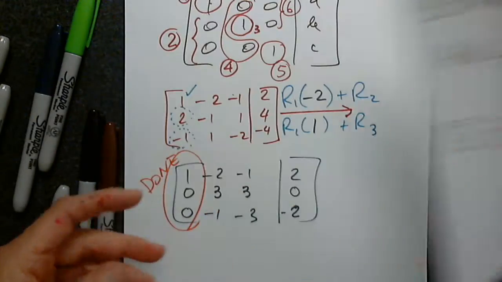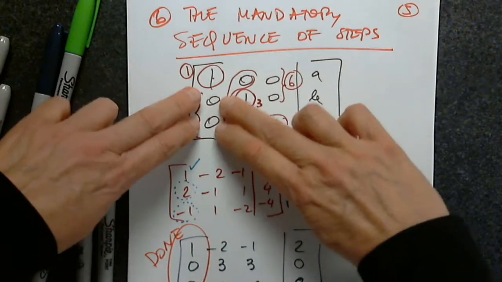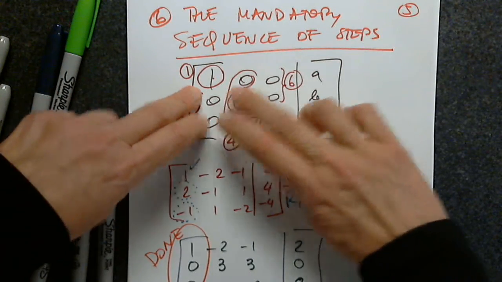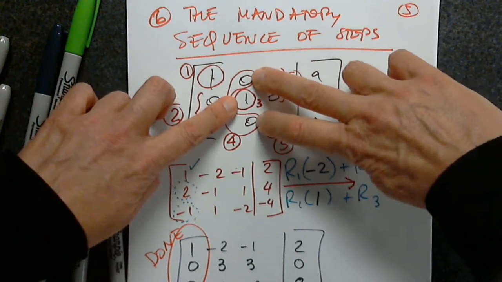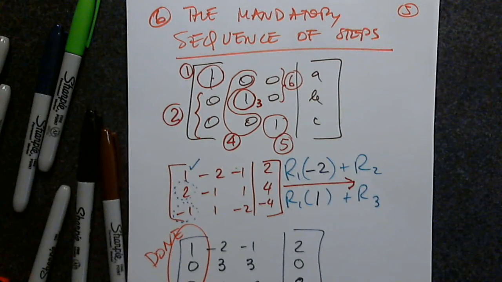Because this is the sequence. Once I have the 1, I have to get the zeros. Then when I have the next 1, I have to get the zeros. And when I have the next 1, I have to get the zeros. If you don't get the zeros, then you know you're doing something wrong.